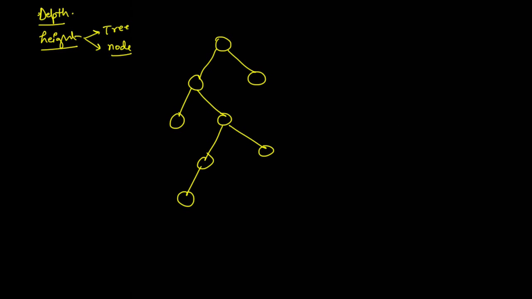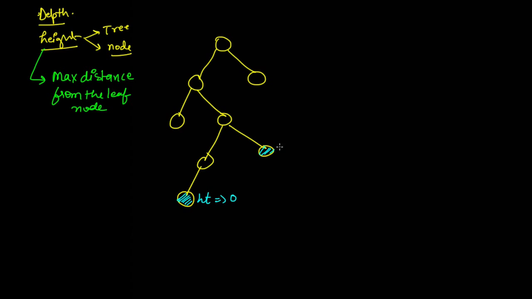Okay, so what is the height of a node? The height of a node can be defined as the maximum distance from the leaf node. Now here in this case, because this node is a leaf node, the height of this node is 0.